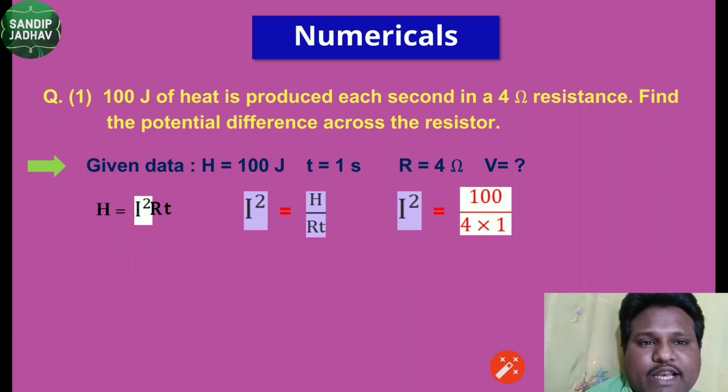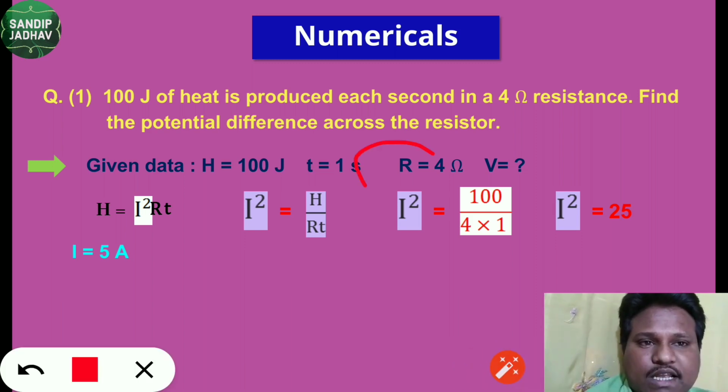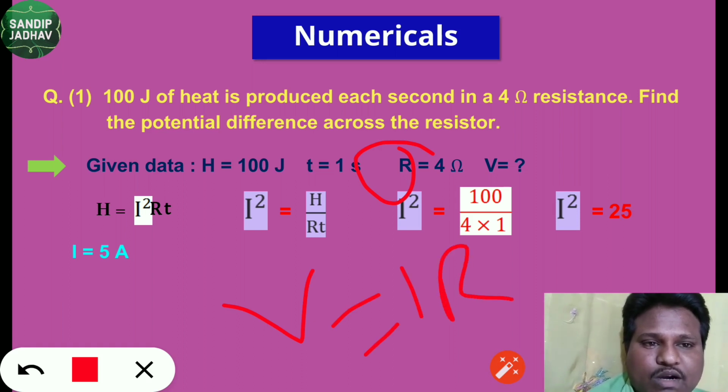So put the value of H as 100, R as 4 ohm and time as 1 second. We will get 100 by 4, which means I square is equal to 25. If we take the square root on both sides, we will get I is equal to 5 ampere. But the question asks for V. So for V, we need I and R. R is given, but we don't know I. So we cannot use V is equal to IR directly.